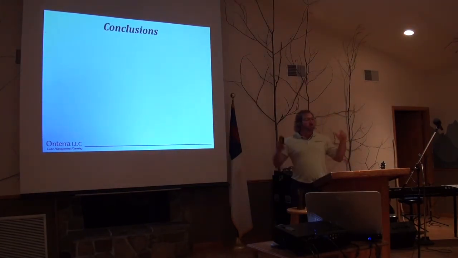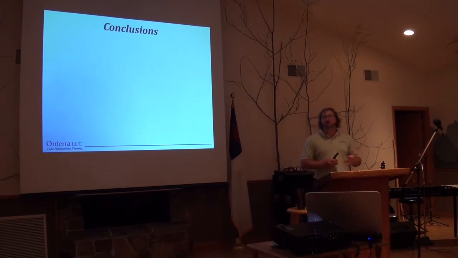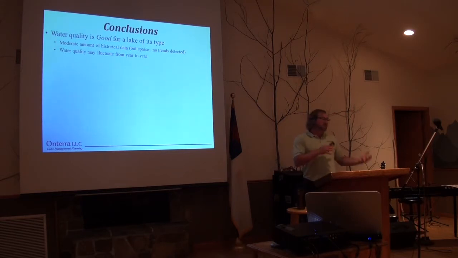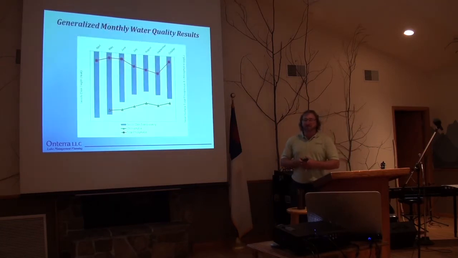So I'm going to go through from the back to the front. We're going to start with conclusions, and then I'm going to give you some information of how we came up with these conclusions. So, the water quality in Berry Lake is good for a lake of this type. It has a moderate amount of historic data that's kind of sparse, and it was hard to determine if there were any trends available. The water quality may fluctuate from year to year, and we know that occurs. Some years it's a little bit greener, some years less. And water levels, of course, change, and that influences it.